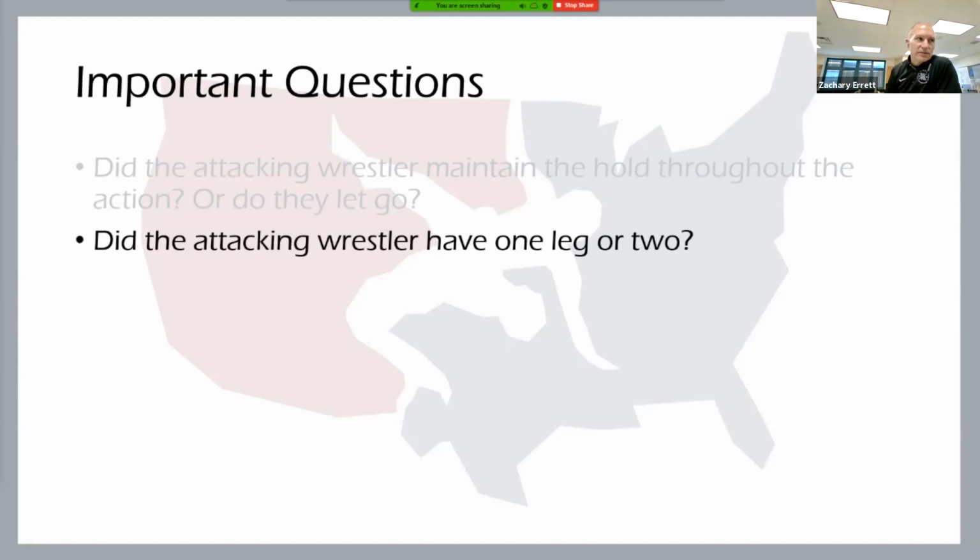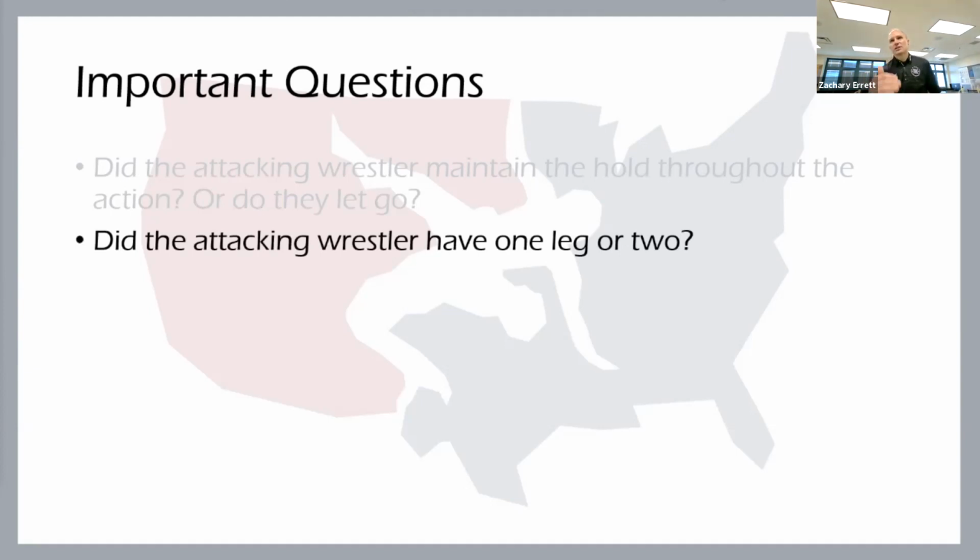Second question, and probably even more important, is did the attacking wrestler have one leg or two legs? Was it a double leg or a single leg, a head outside, a high crotch, something like that? Because there's a big difference in how it gets scored if you get two legs versus one leg.